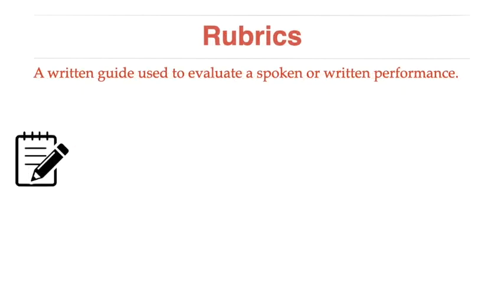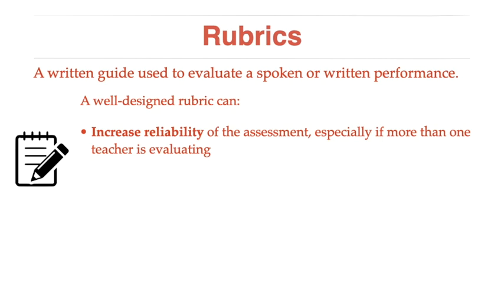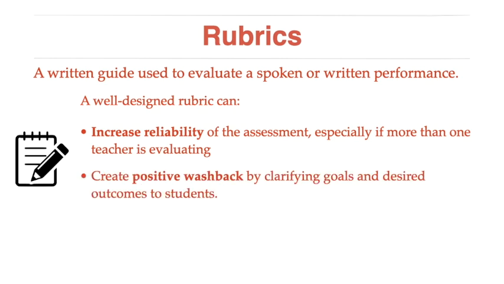A rubric is a written guide used to evaluate a spoken or written performance. Rubrics are the equivalent of a scoring key for an objective assessment and are essential for reliably assessing a spoken performance. A well-designed rubric can increase reliability of the assessment, especially if more than one teacher is evaluating. More importantly, a good rubric can create positive washback for clarifying goals and desired outcomes to students. This helps learners better prepare for the performance.